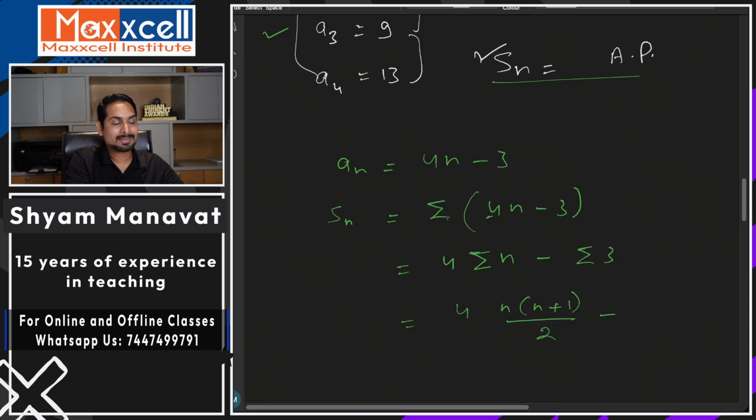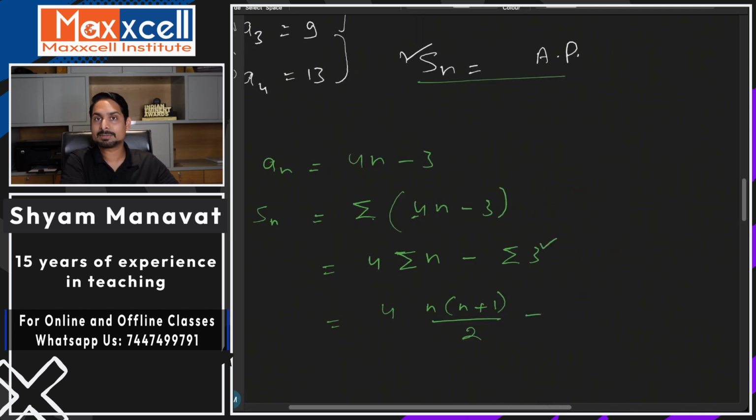Now look at this 3. Summation of 3 means 3 plus 3 plus 3, n times. So that will get you 3n. Are you getting it? Now here, can you cancel this? So till here, did you get the concept? We have applied that summation concept here.